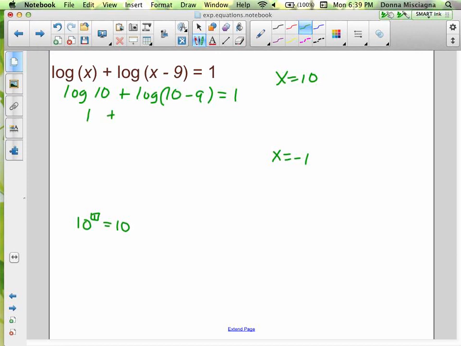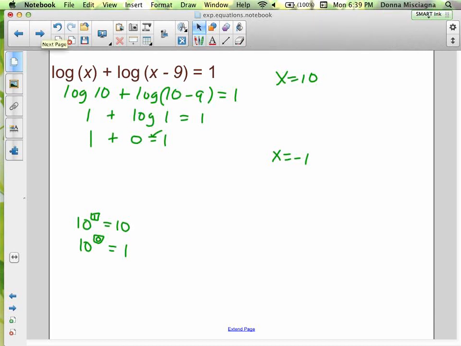Then we have plus log 1 equals 1. Well, now what do I have to raise 10 to get 1? Well, that's just 0, right? Anything to the 0 power is 1. So this is 1 plus 0 is 1, and that certainly checks out. I'm going to just move these things over here, just as little reminders. And now let's check that second solution.